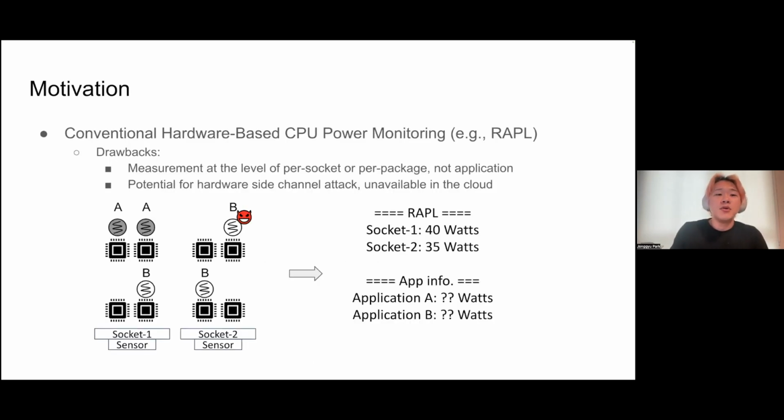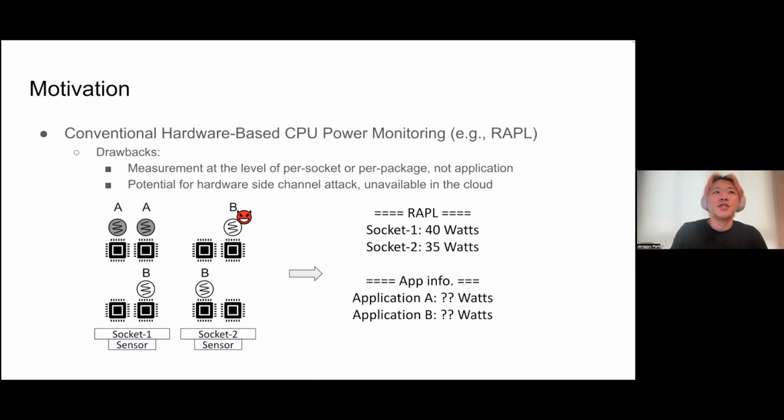The conventional approach to accurately measure CPU power is mostly done by using hardware monitoring tools such as RAPL. However, the current RAPL provides only socket or package level readings instead of per application or per process. So it is unable to figure out how much power an individual application or container is consuming.